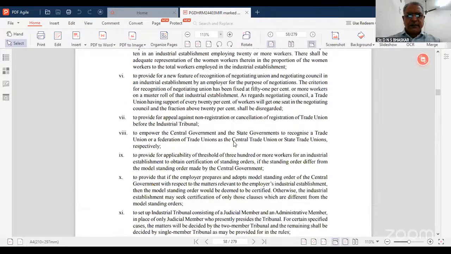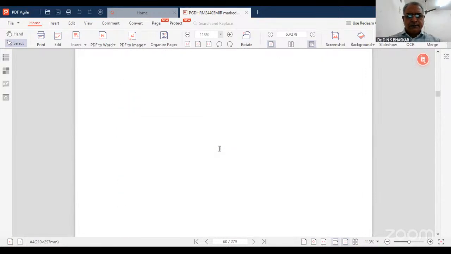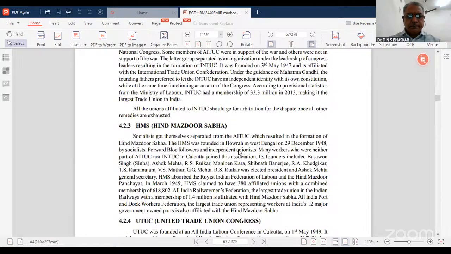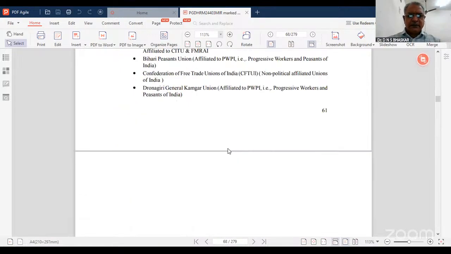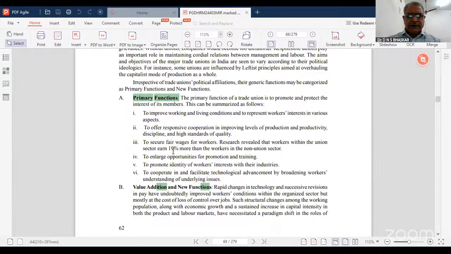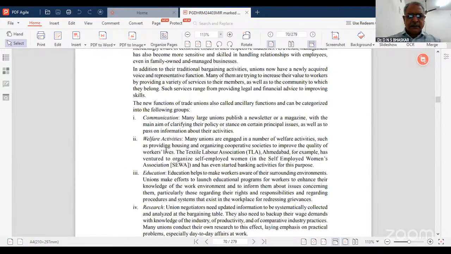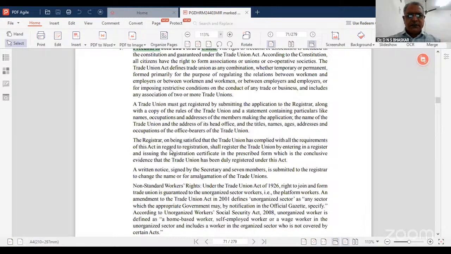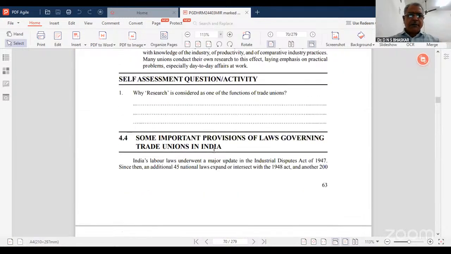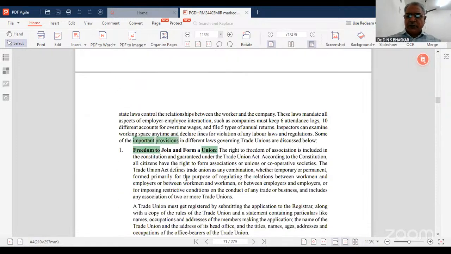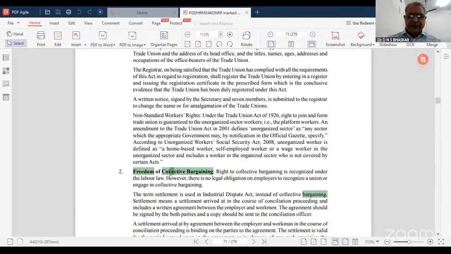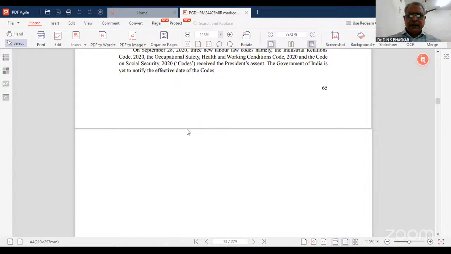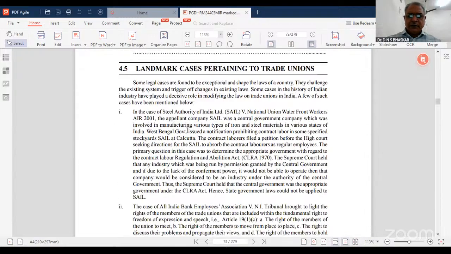So this one, industrial relations. These are the various prominent trade unions we have already come across, and the functions of the trade union. This is another important question: some important provisions of the law given to the trade unions in India. They have the freedom to join and form a union, the freedom of collective bargaining, and the right to go on strike.